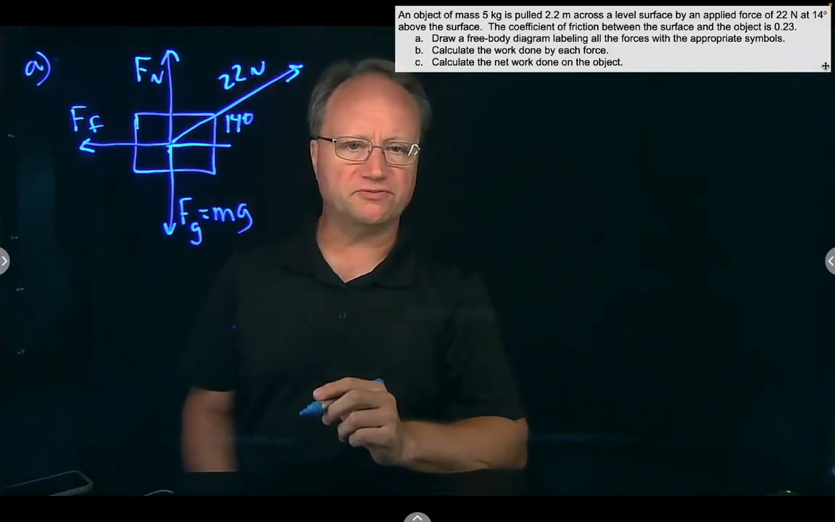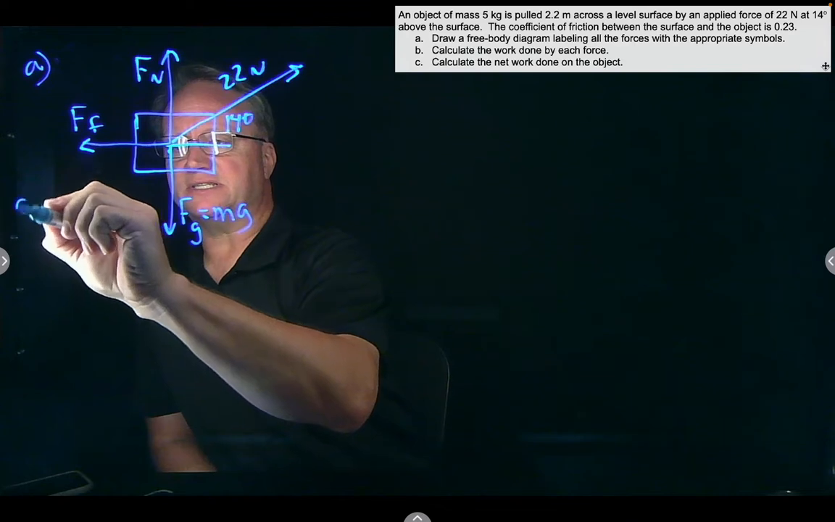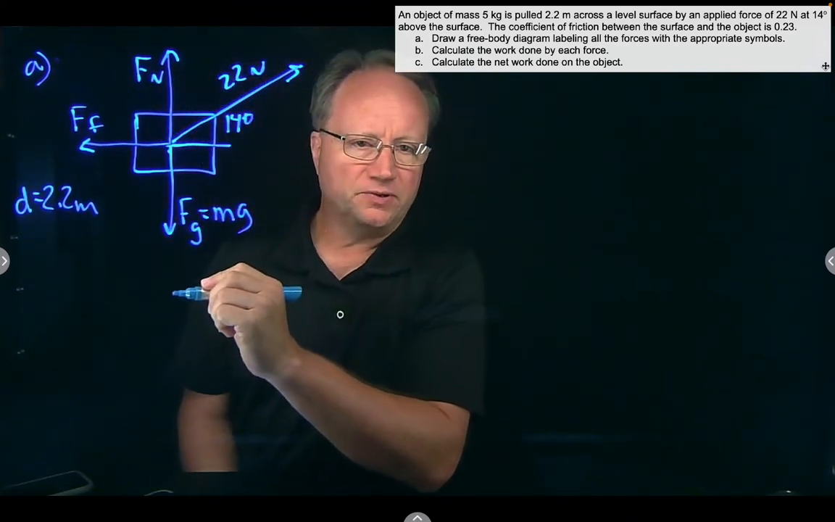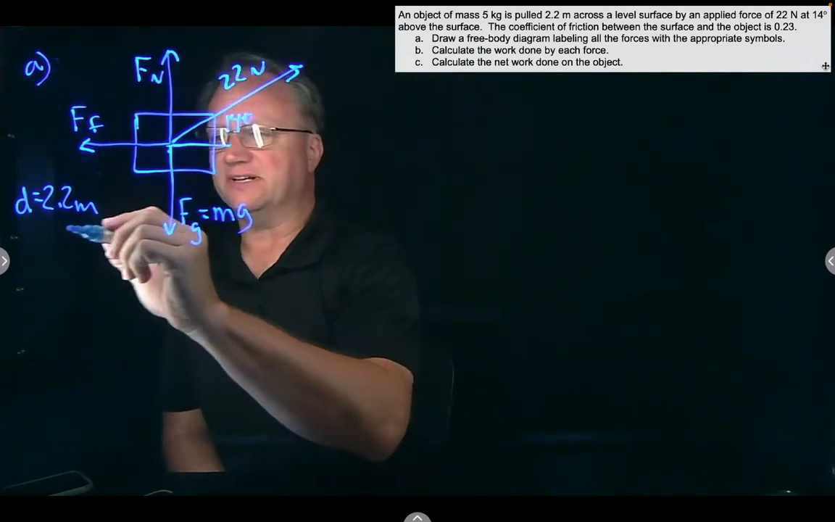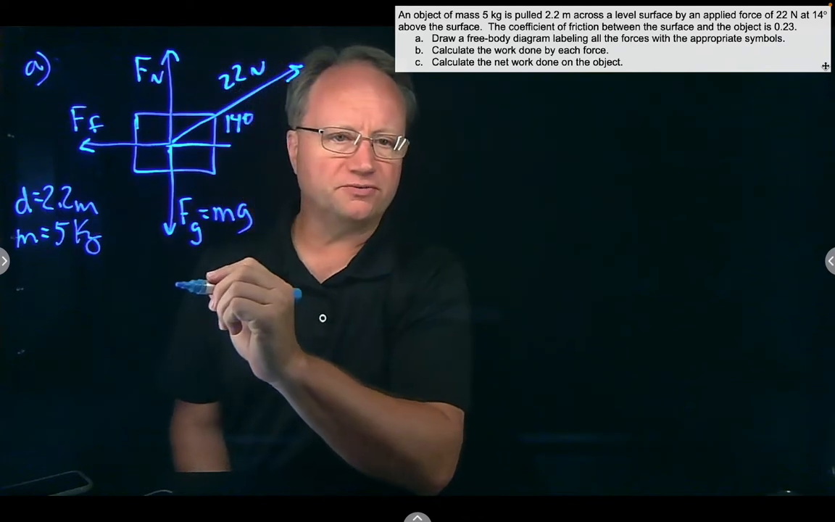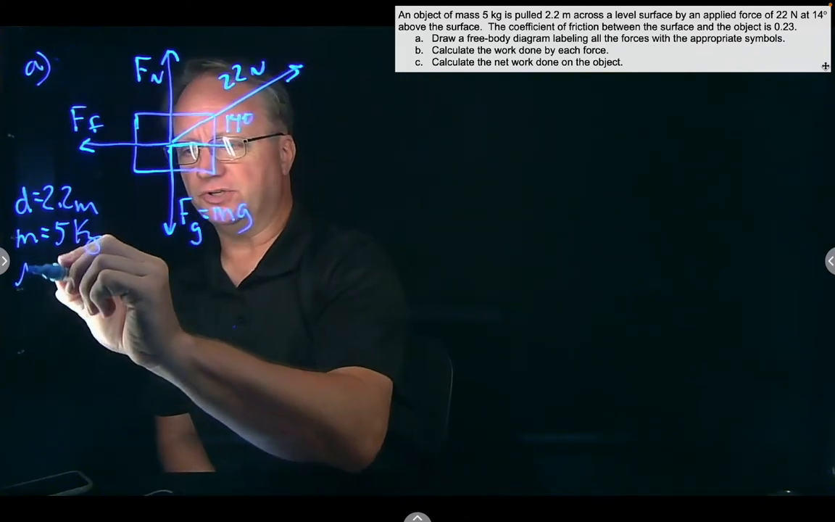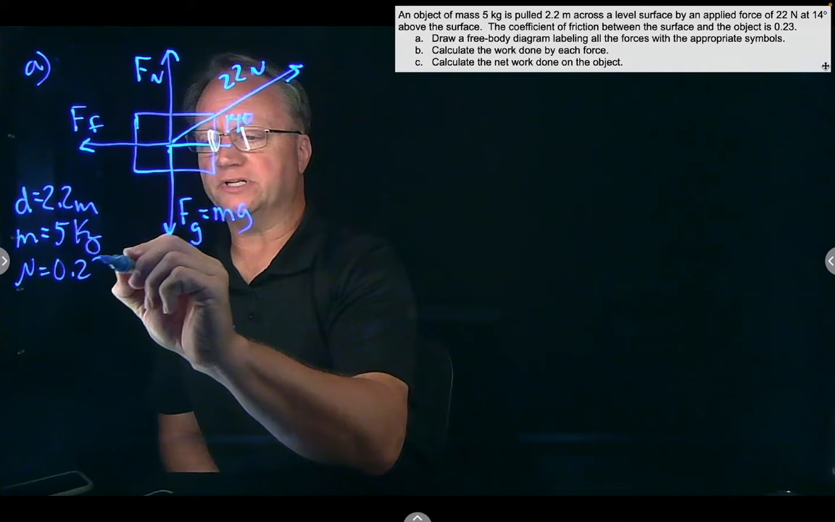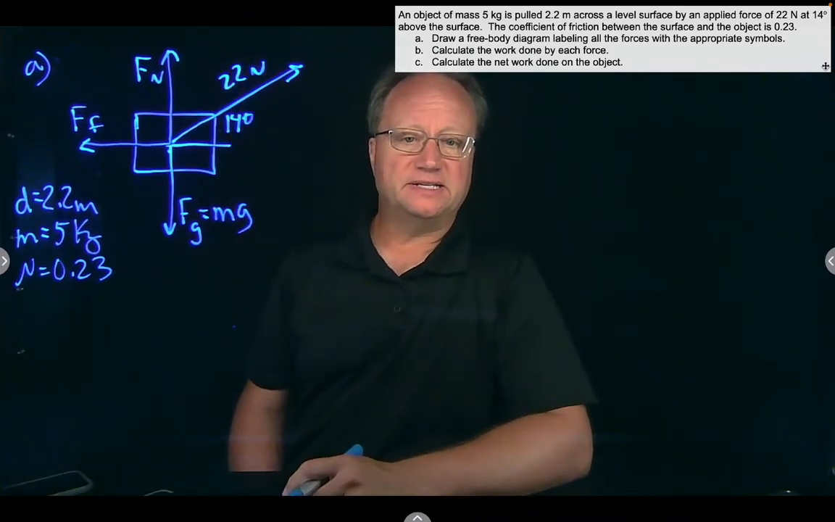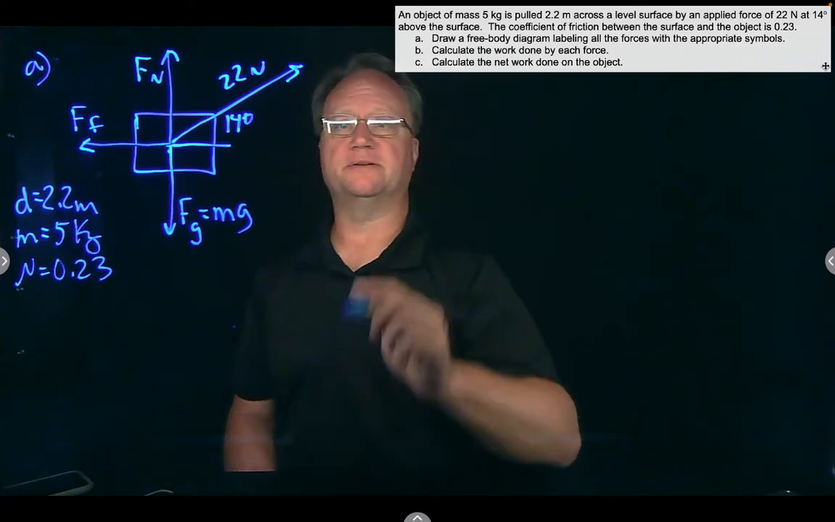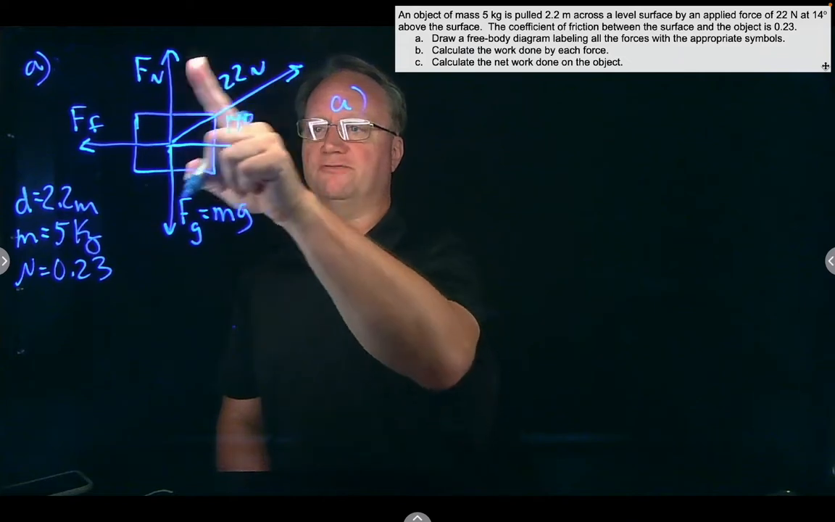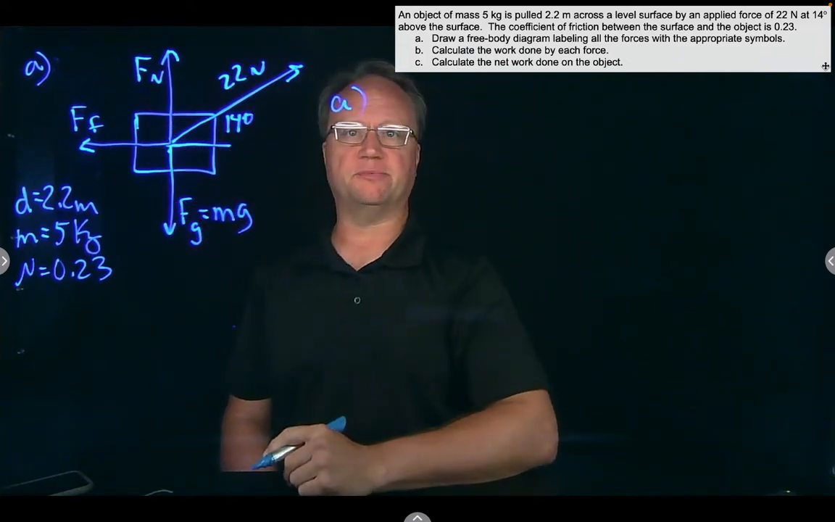So we also know a few numbers. We know a distance that it is pulled, 2.2 meters. We know the mass of 5 kilograms. And we know the coefficient of friction. So mu is 0.23. So then we have our free body diagram. Now in part A, we want to calculate the work done by each force. So then we have 4 different identified forces on our free body diagram.